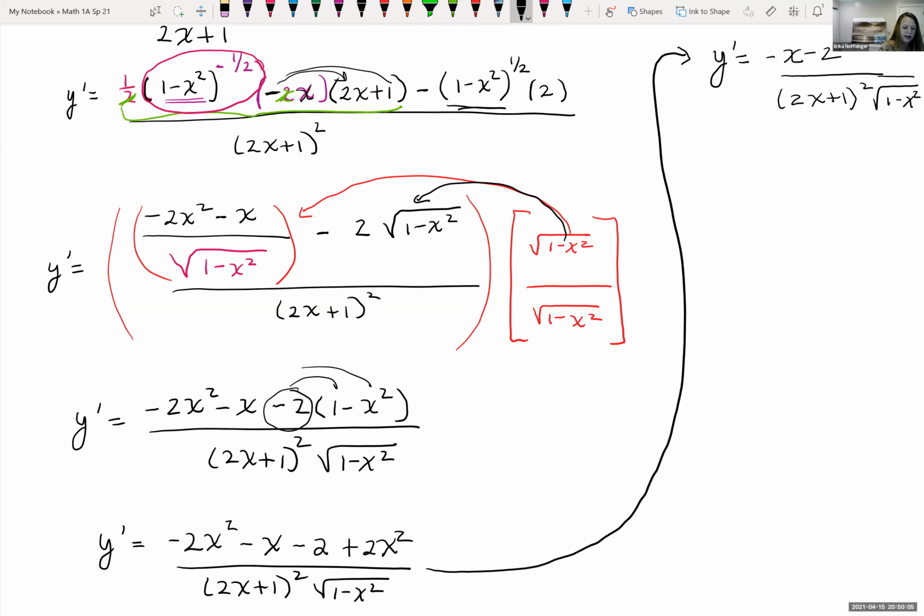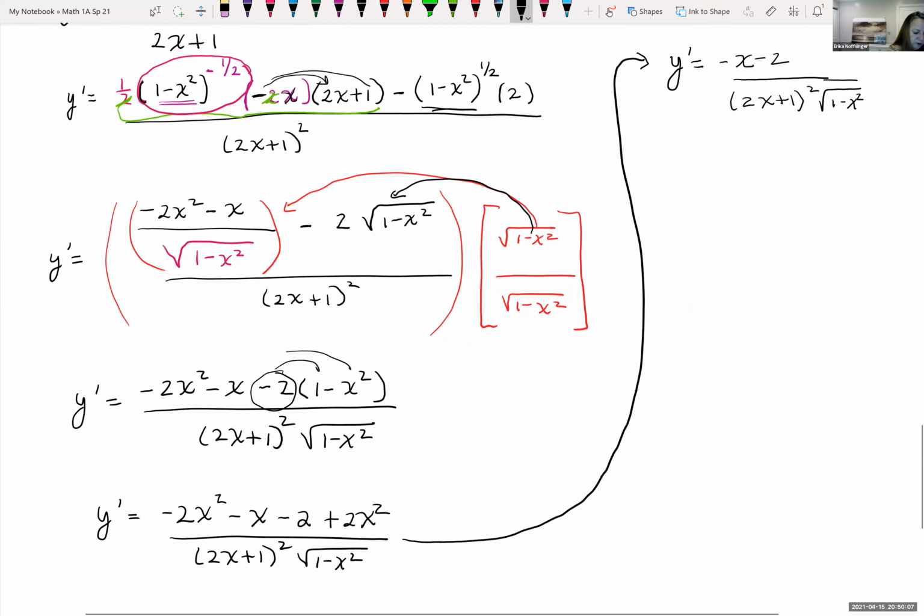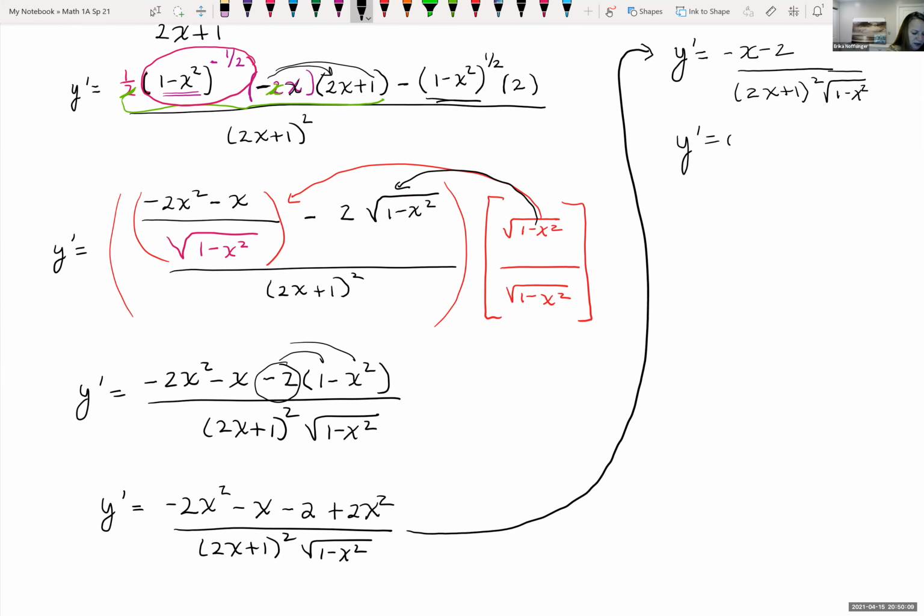So we need to find when that derivative equals 0. Well, again, we only have to worry about the numerator. So when is -x minus 2 equals 0? Well, if I add x to both sides, I get x is equal to -2. This is a critical number. The problem is this is not in our domain.